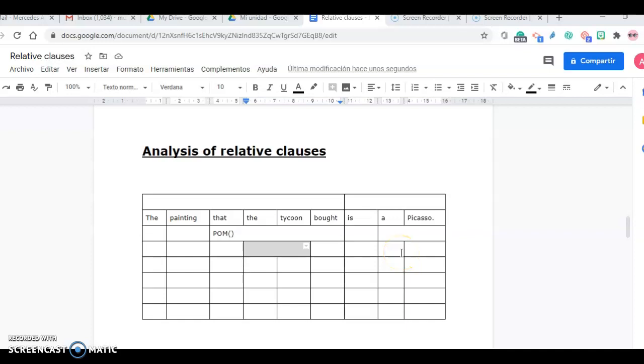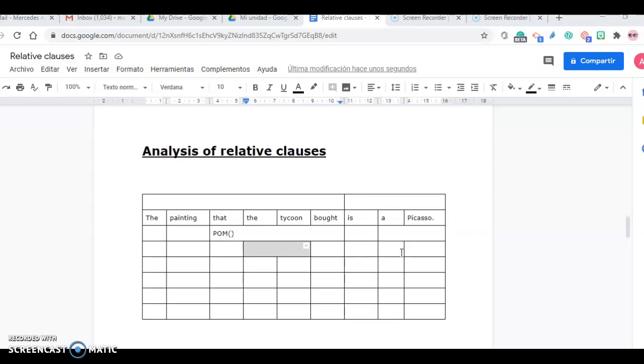Okay, now we are going to see the analysis of relative clauses in syntax. The first sentence that I have here is: the painting that the tycoon bought is a Picasso. I didn't write the analysis.